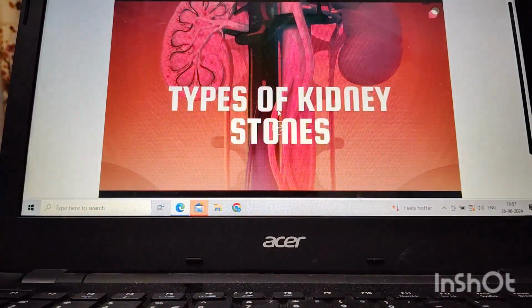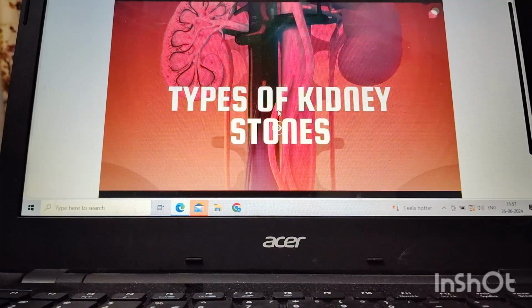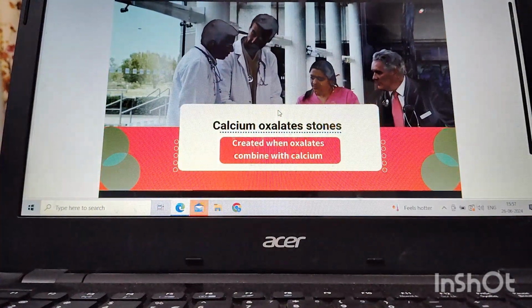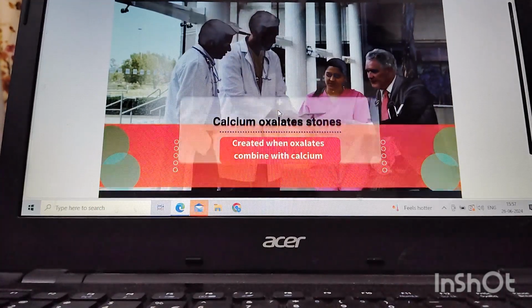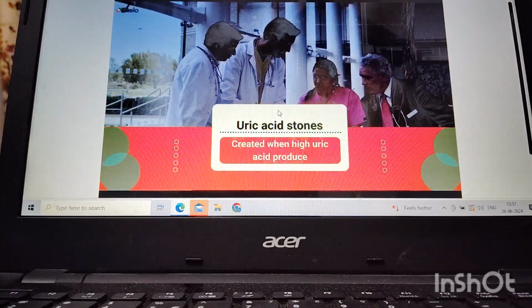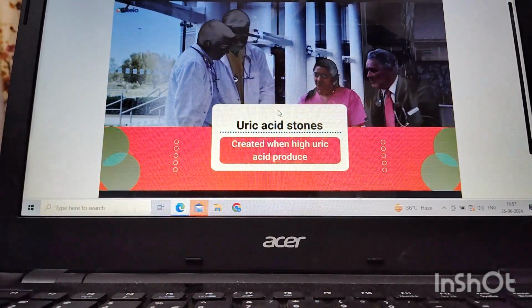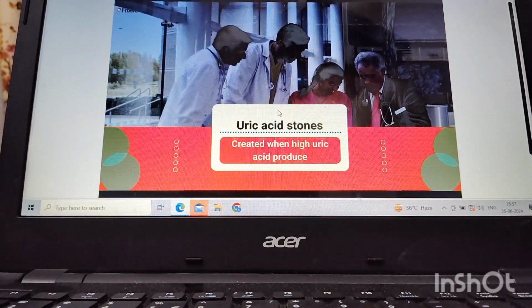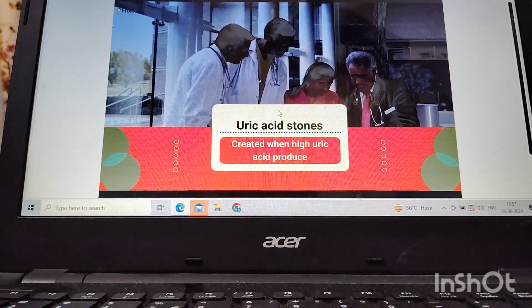There are 4 different types of kidney stones. First is calcium oxalate stones. They are very common and created when calcium combines with oxalate in the urine. Second is uric acid stones. They are common and caused by high purine intake, leading to monosodium urate production.